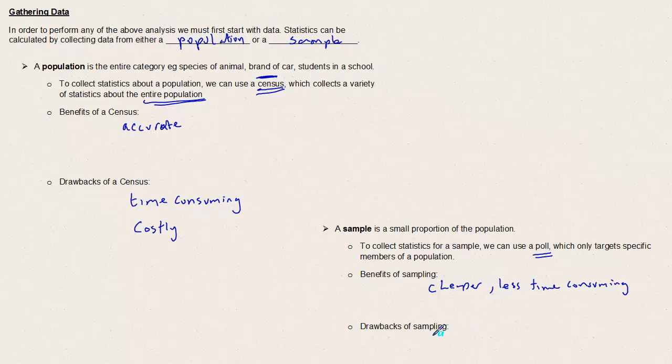But the drawback is it's probably going to be less accurate because you're not looking at everybody. And there may also be something called bias, where you get too many of one thing. For example, if we did a sample of students at this school, we might end up with a lot more girls than boys, and that might lead to differing views with the questions that we're asking in our poll.